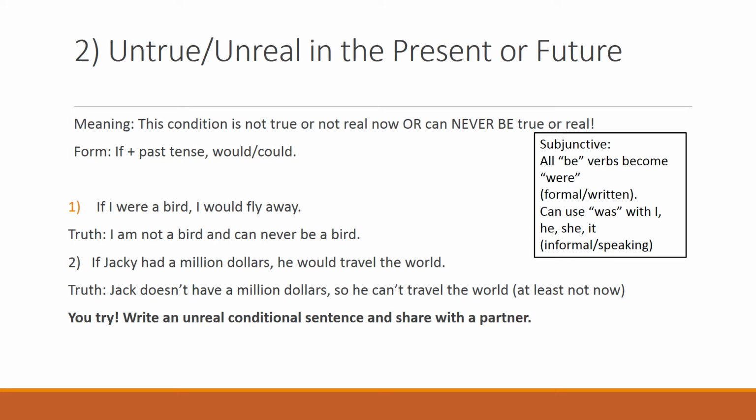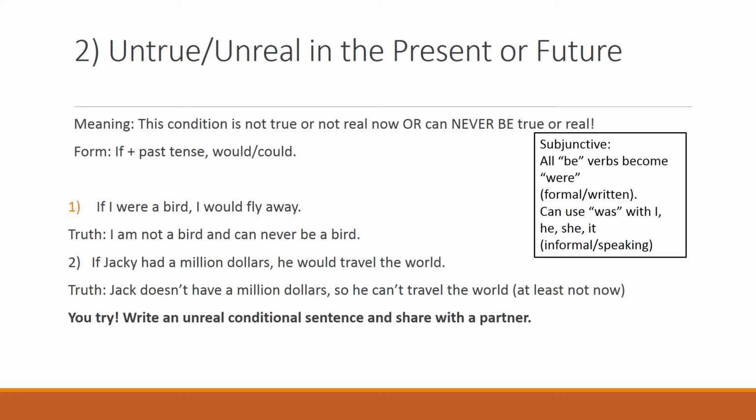So let's go back to our examples. If I were a bird, I use the past tense to indicate that this is not true because I can never be a bird. So I would not say if I am a bird because that would mean real and possible, but it is not in this case. In this case it is if I were a bird, I would fly away. The truth is, again, I'm not a bird and can never be a bird, so I can never really fly away.